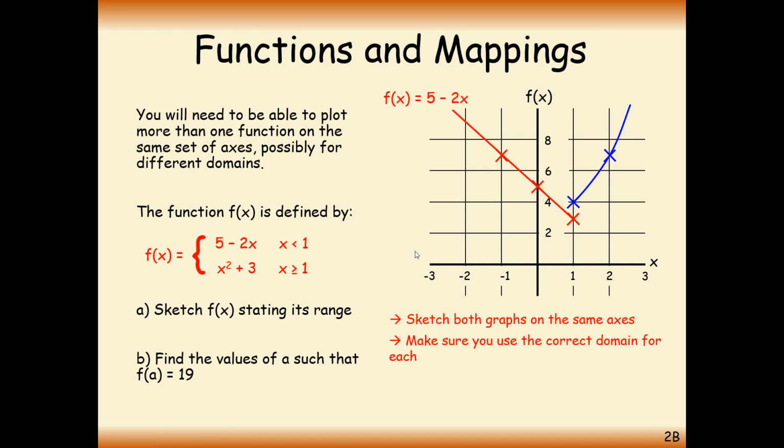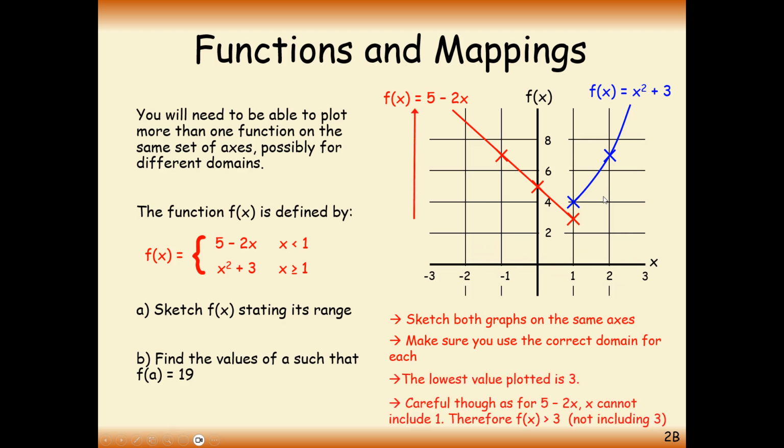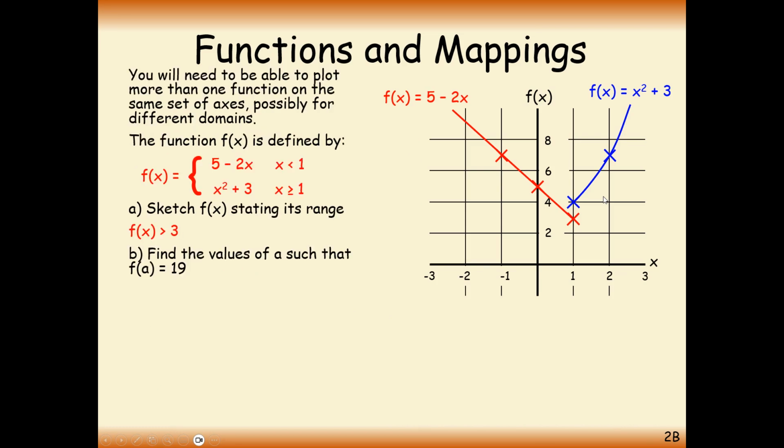Okay, in part B of this question, we've been asked to find the values a such that f of a equals 19. Looking at the graph, the output of 19 can come from both parts of the graph. It can be either from the red line or the blue line. So we will solve both of these equations.